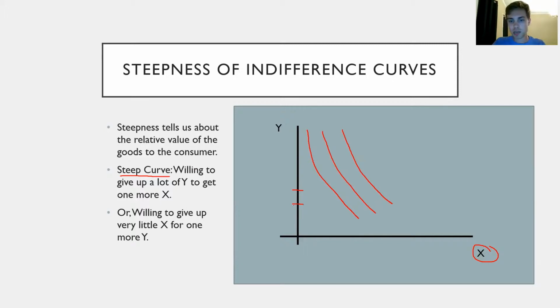So again, let's say we are moving from 3 units of Y to 4 units of Y. How much X are we willing to give up in order to do this? If we are originally at 3 units of Y, we're at this amount of X, X1, and we want to move up to Y equals 4. So we want to get one more additional unit of Y. How much X do we have to give up to do that?